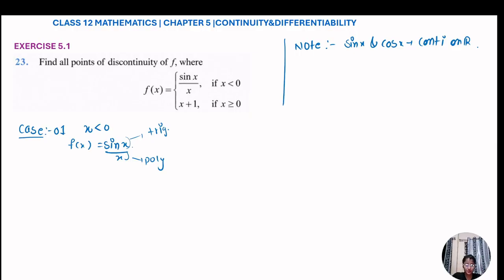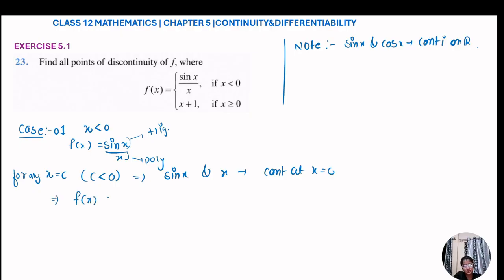So here also we are going to use this algebra. We know that for any x equals c, where c is less than 0, sin x and x are continuous at x equals c. By using the algebra of continuity, we can easily say that my f of x function, which is defined as sin x by x, will be continuous. You should always write your reason in mathematics. Mathematics is a very simple language. Whatever you are writing, you should explain in a short way the reason for why you are using it.